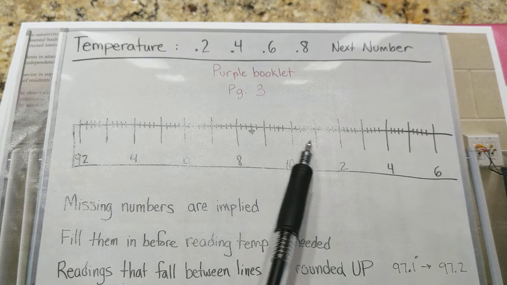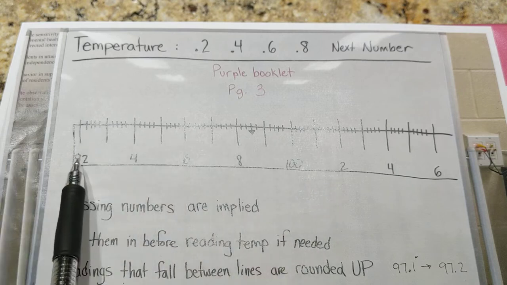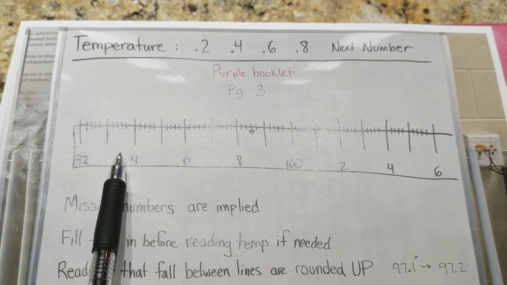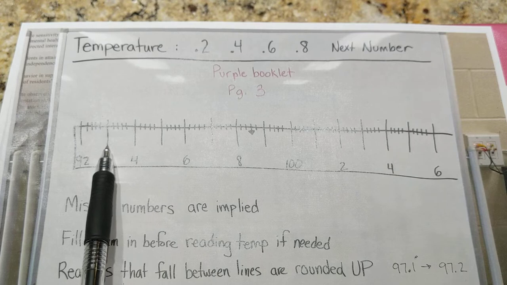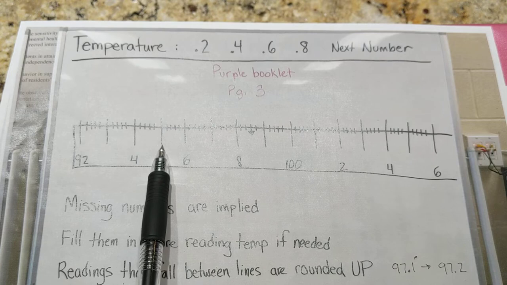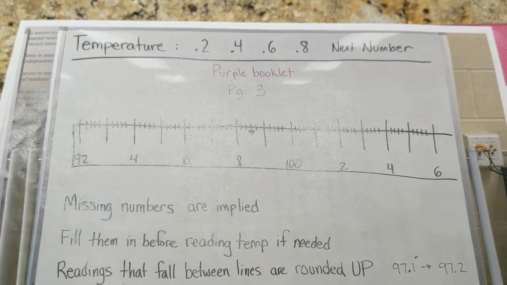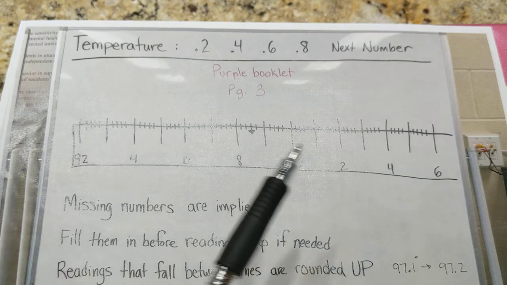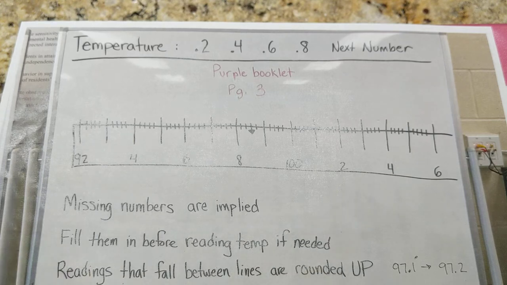But what about all of these numbers, these lines in between? So here's 92 and here's 94. So this would be 93. Here's 94 and here's 96. So this line would be 95. So when we're looking at this thermometer, we have to be looking at all of the missing numbers.